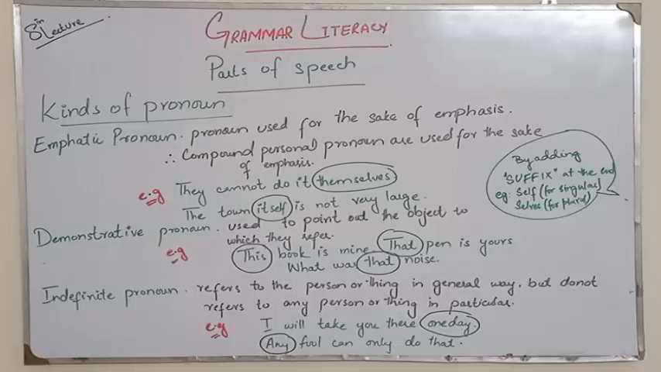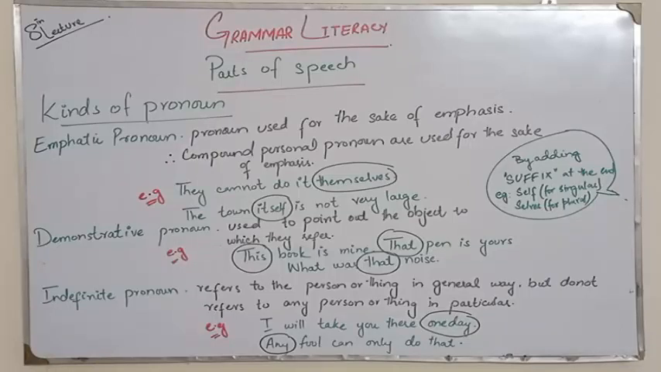Now look at the emphatic pronouns. What is called the emphatic pronouns? Emphatic pronouns definitely give some stress about something. Now look at the example: they cannot do it themselves. Like, they cannot do this. If somebody is asking how they are going to do this, or I think it is hard for them to complete this, the next person is giving the answer that they cannot do it themselves.